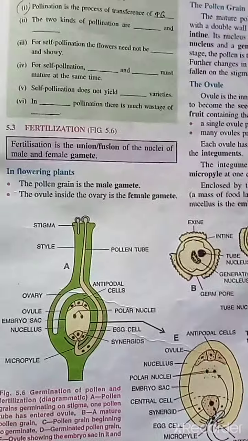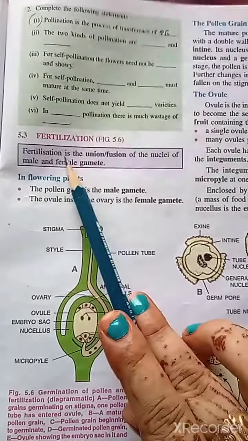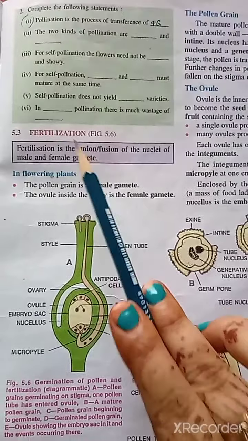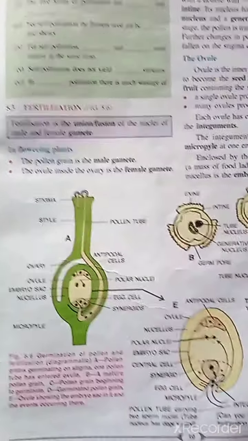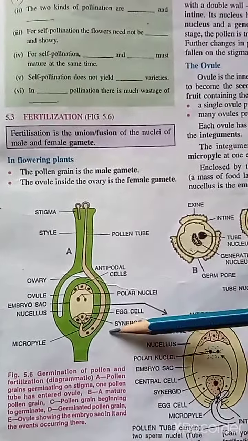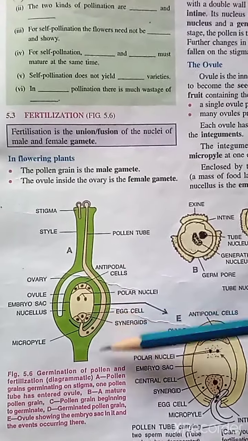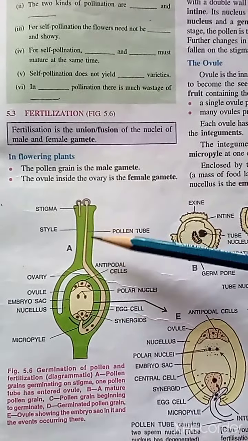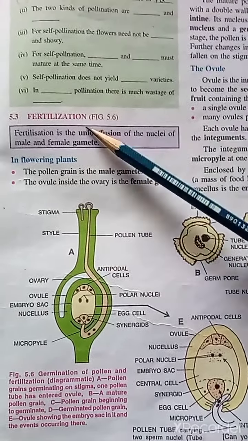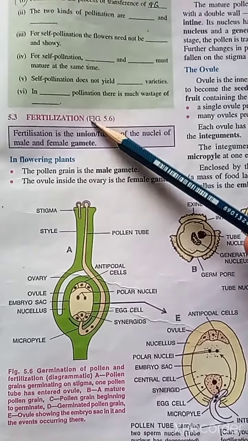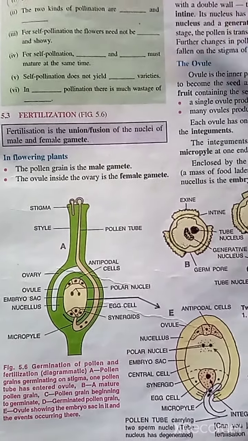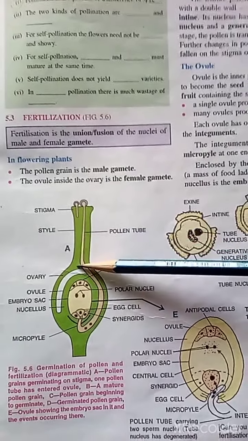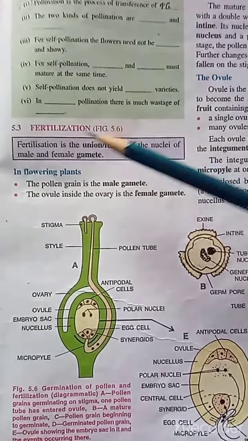In this chapter, the last topic is fertilization, and this is very important from the exam point of view. Students, the structure of the pollen, germination of pollen and fertilization diagram, as well as the fertilization question, generally comes in the exam, so it is very important. So let's start, students. What is fertilization?